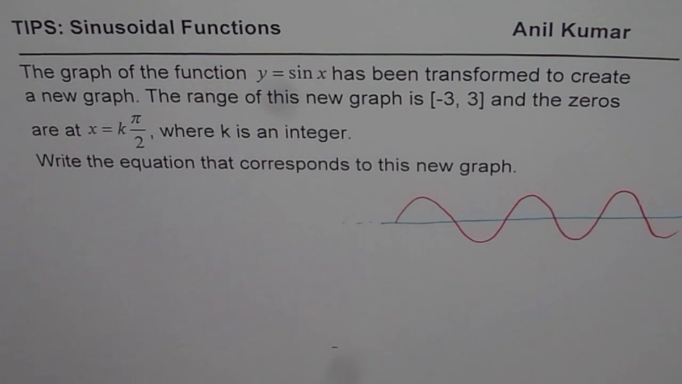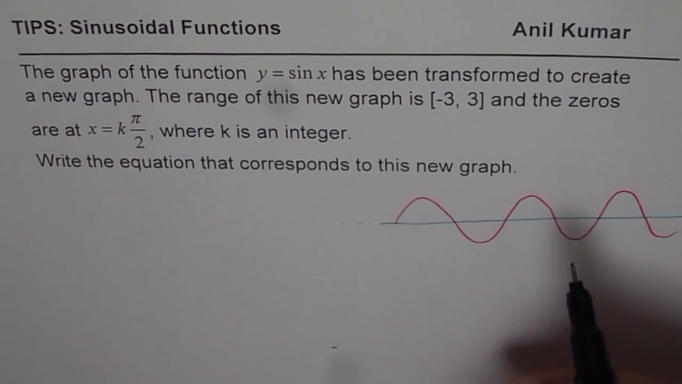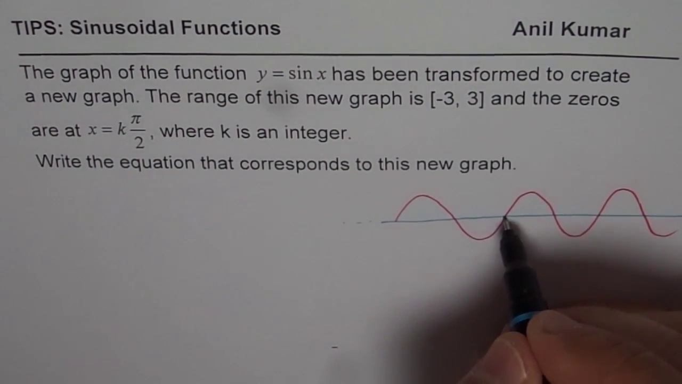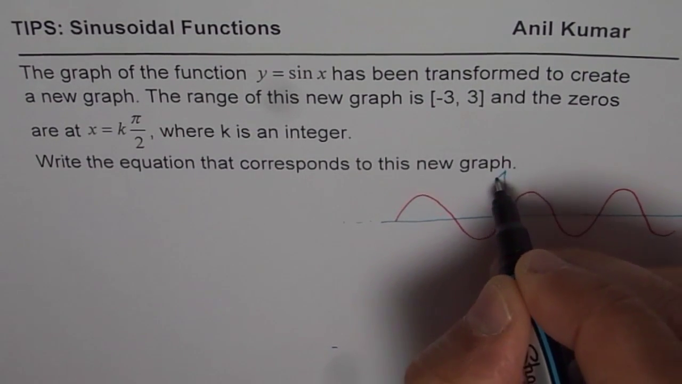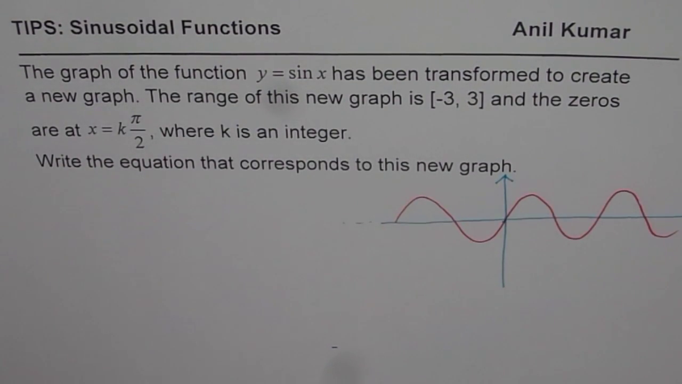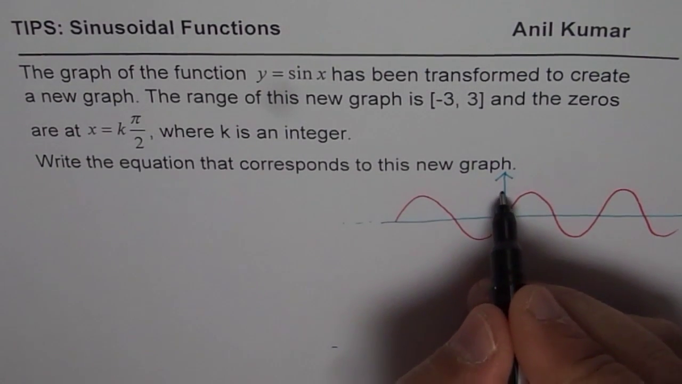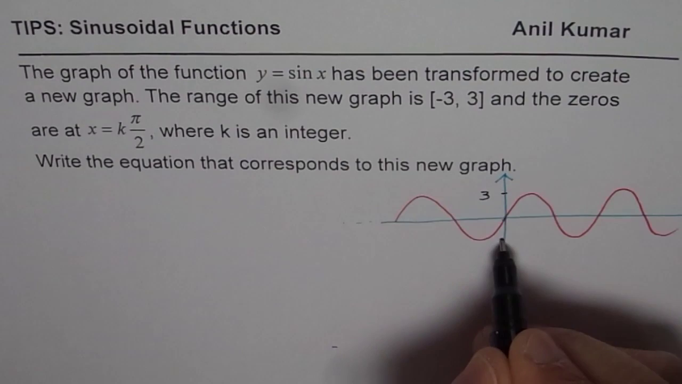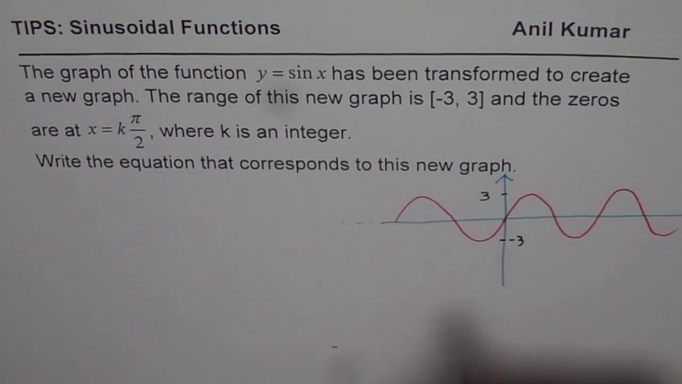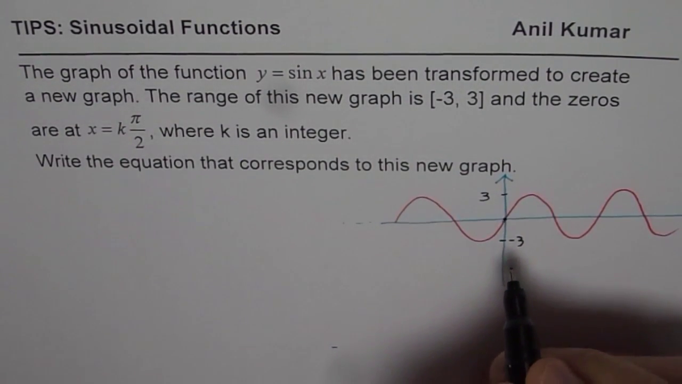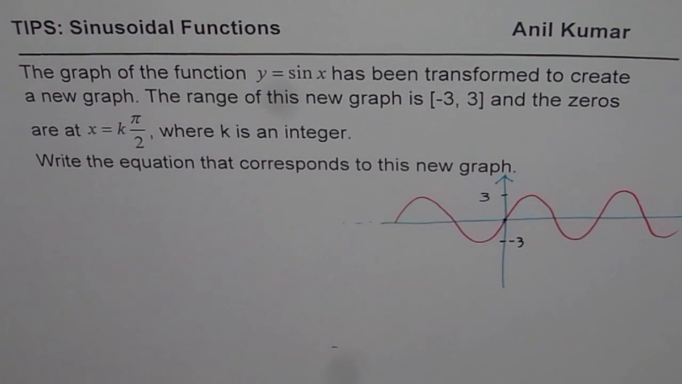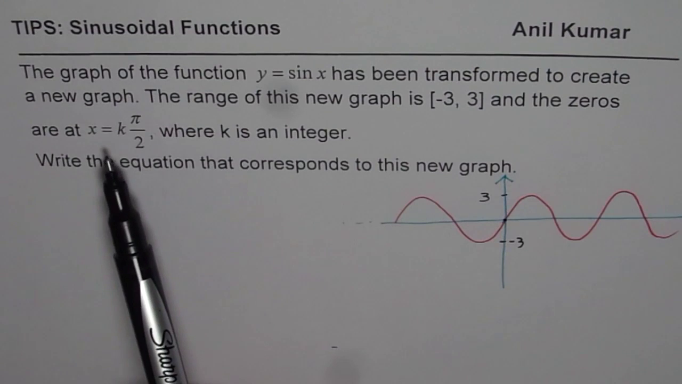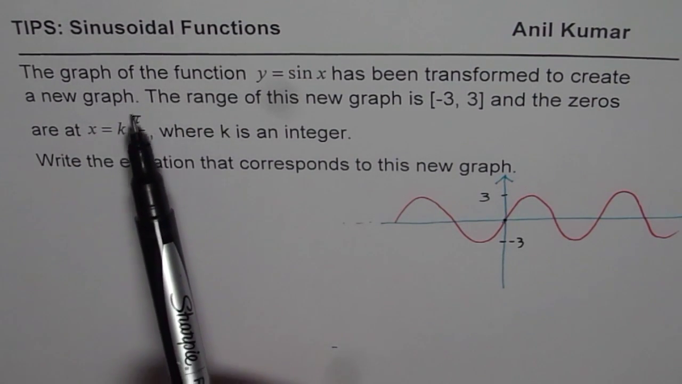Maximum is 3, minimum is -3, and the sine wave starts with 0, right? So we'll draw the y-axis along this 0. So that way we get a function. Now here what we are given is that the maximum is 3 and the minimum is -3. So that becomes the range, and that is the normal graph, correct? But in this case, zeros are at k pi by 2.